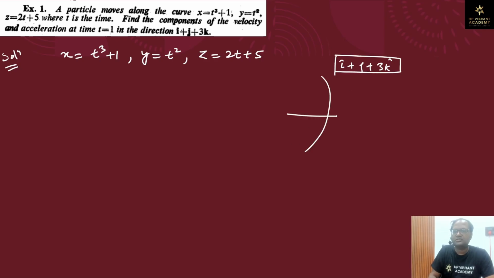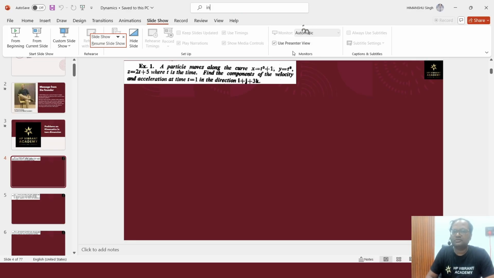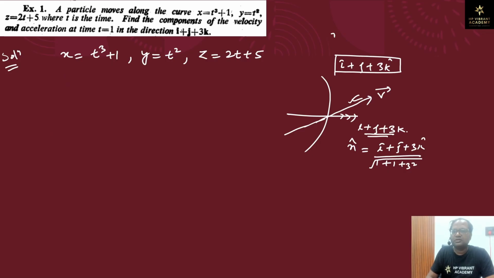Let us consider this direction as i cap + j cap + 3k cap. Let us consider the direction of the velocity as this one. We have to find the component of this velocity along this particular direction. So we will first find the unit vector along this direction. This is equal to (i cap + j cap + 3k cap) upon √(1 + 1 + 3²). So n cap is equal to (i cap + j cap + 3k cap) upon root 11.